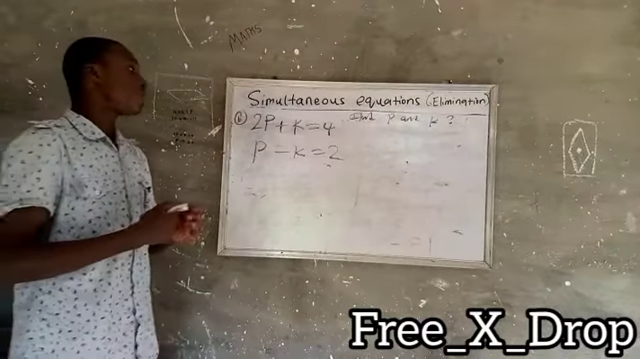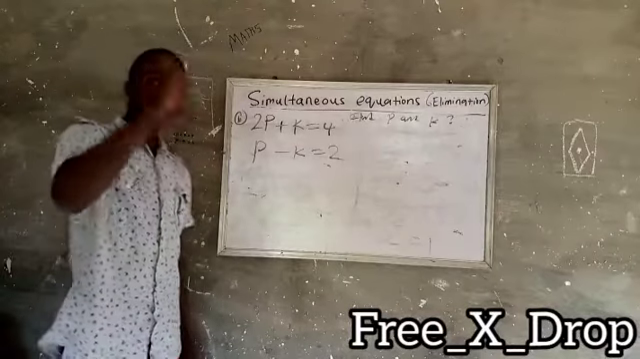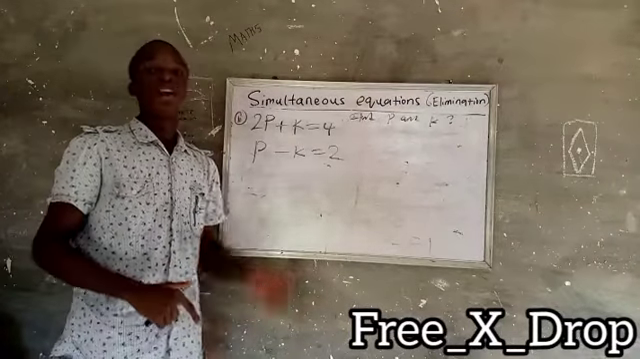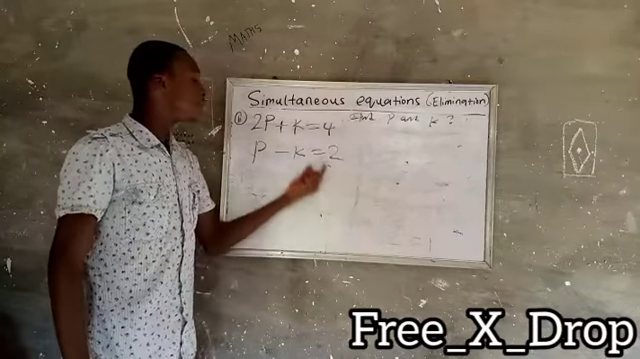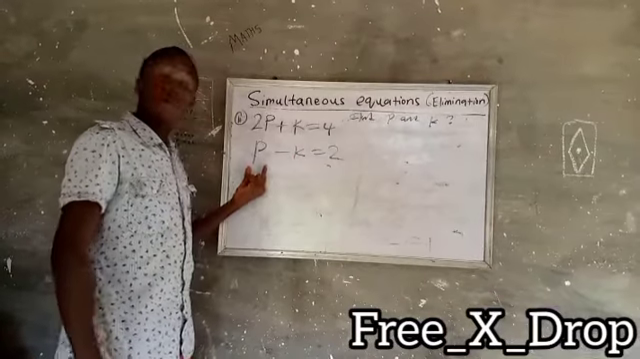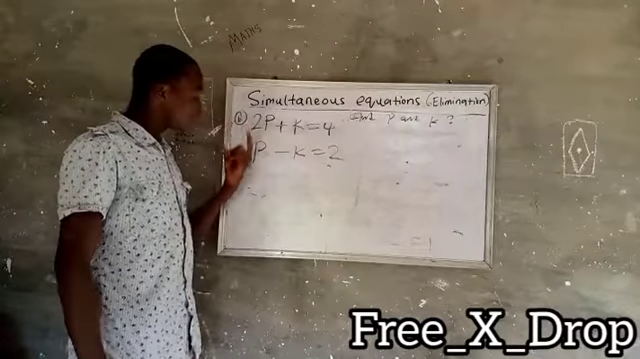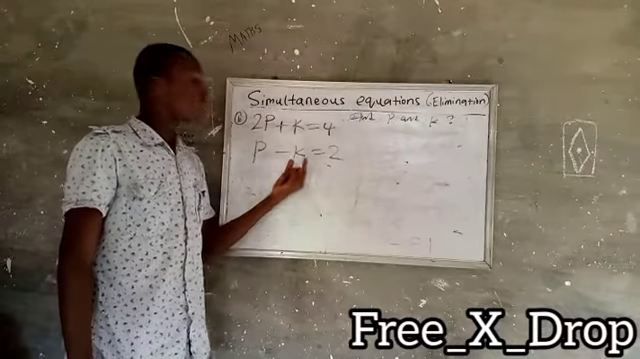Now, I told you, the first thing you do in elimination is to remove one of the letters. Either you eliminate the p or you eliminate the k. When you eliminate the k, you can solve it for only p. When you eliminate the p, you can solve for only k. So it's as easy as that.